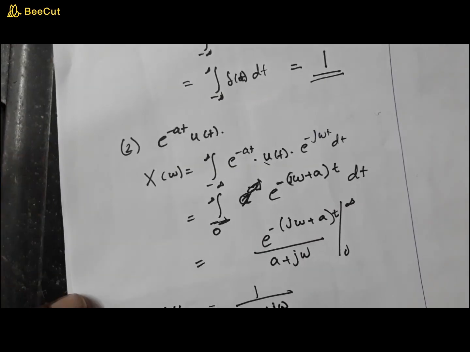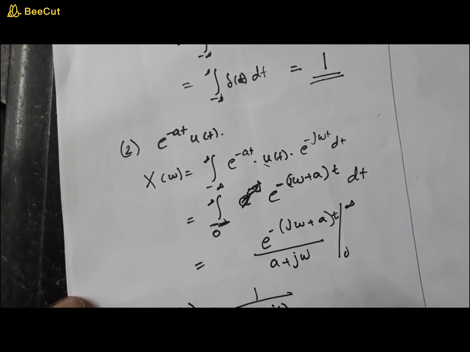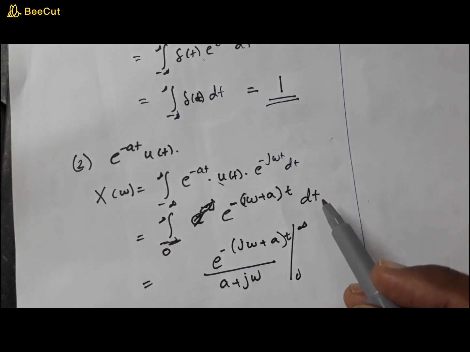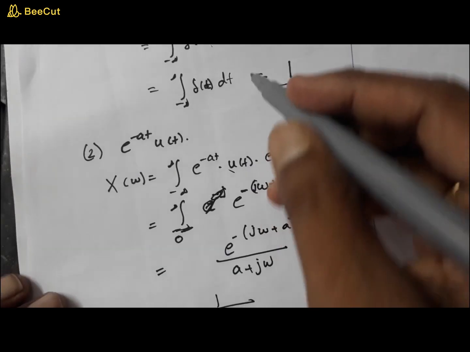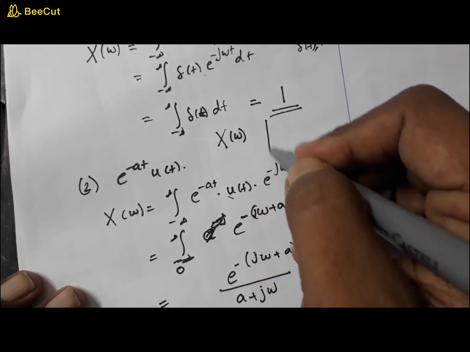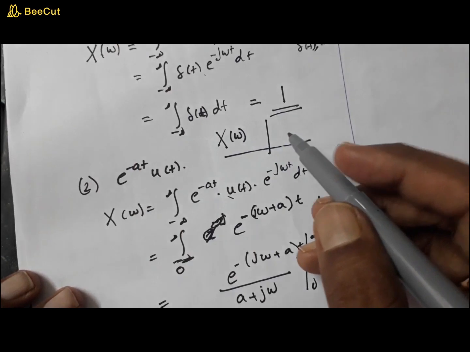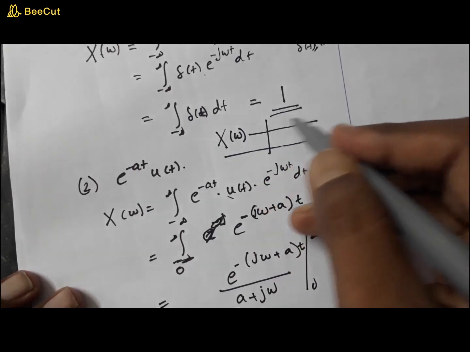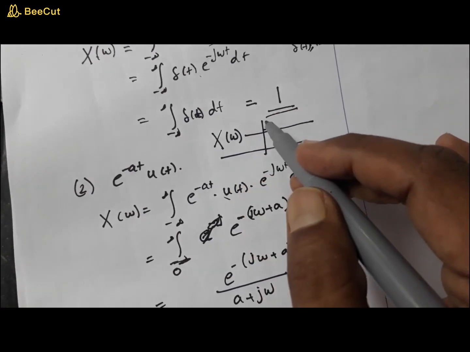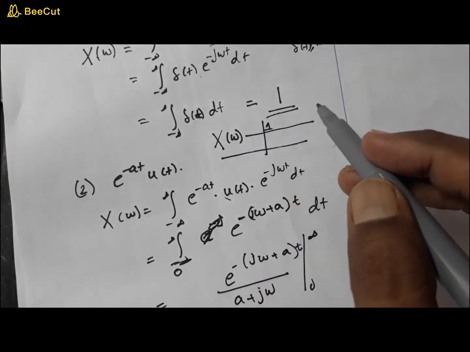Now this is your X of omega, or this is called the CTFT of e raised to minus at into u of t. Now you can have a plot of this. The plot is very important; I forgot to say about the plot. What is the plot of X of omega of an impulse signal? That's going to be equal to 1, and it looks like this. This remains a constant. What's the meaning of this? This del of t consists of all the frequencies with amplitude equal to 1. That's the meaning of this.